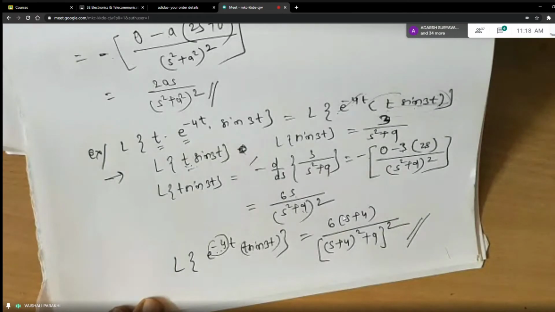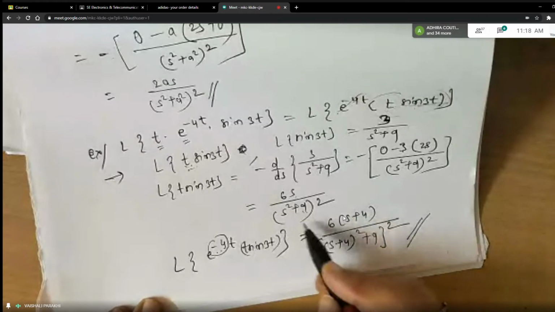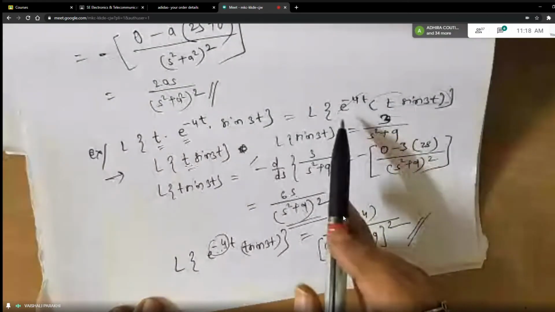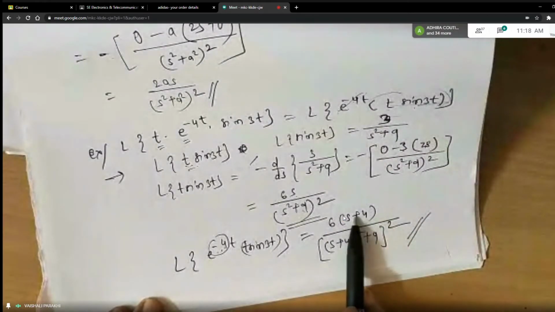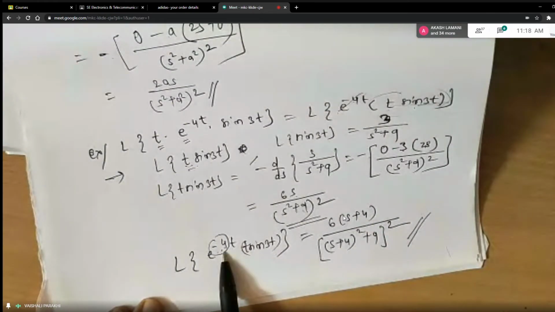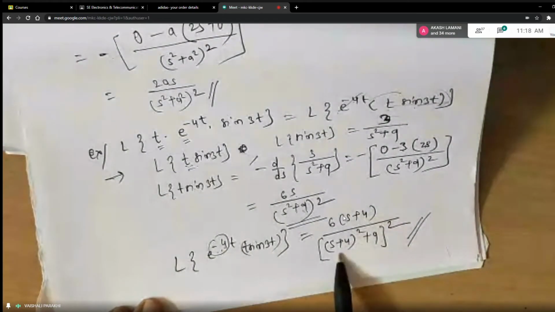So the first shifting property says that ignore the term in e, get Laplace of the remaining function. That we did till here. And because you have ignored e raised to minus 4t, you have to replace s by s plus a, where a is 4. Why plus sign in between? Because the power is negative. Opposite sign you have to take.